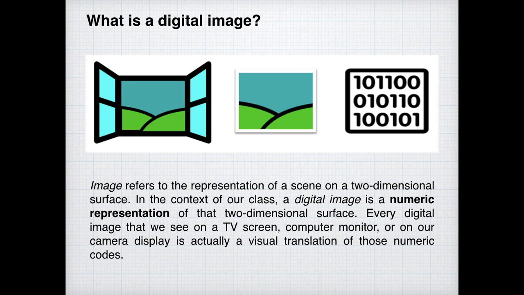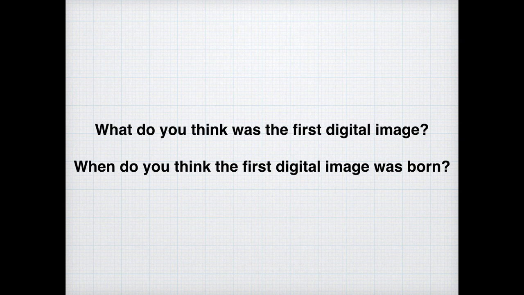So we're dealing with imagery in this class. A digital image is a numeric representation of a two-dimensional surface. So we are dealing with zeros and ones. Any digital image that we see on a screen is actually just a translation of those zeros and ones.